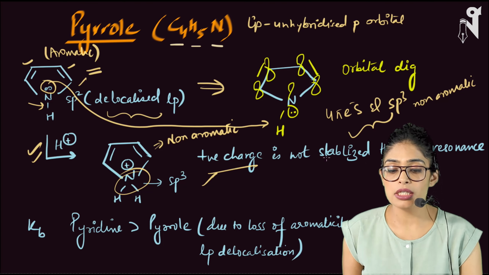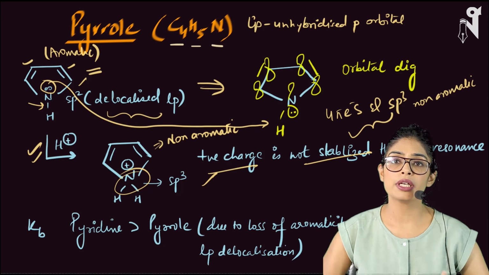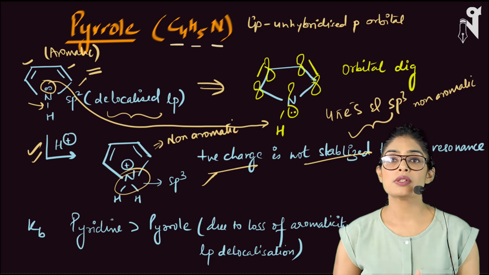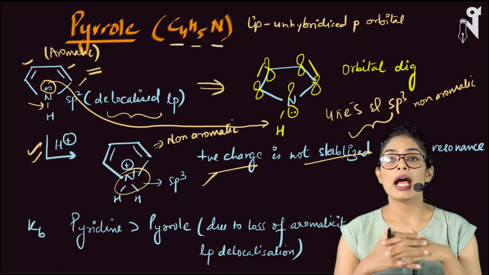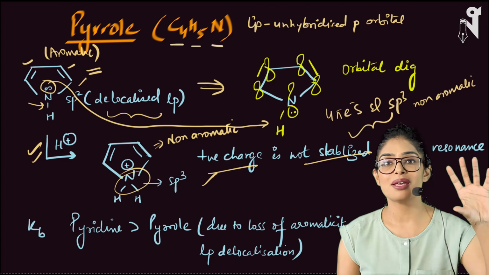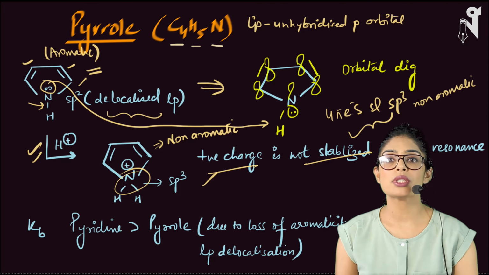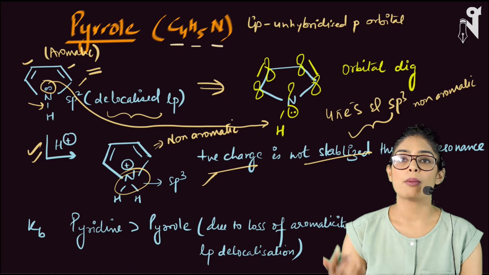And this plus charge is not stabilized through resonance anymore. In the previous case, in the case of pyridine, the plus charge was resonance stabilized. Here the plus charge is not resonance stabilized, and that means it is not becoming stable. So from a stable aromatic system, it is moving towards a non-stable system if it acts as a base, and it is becoming a non-aromatic compound.